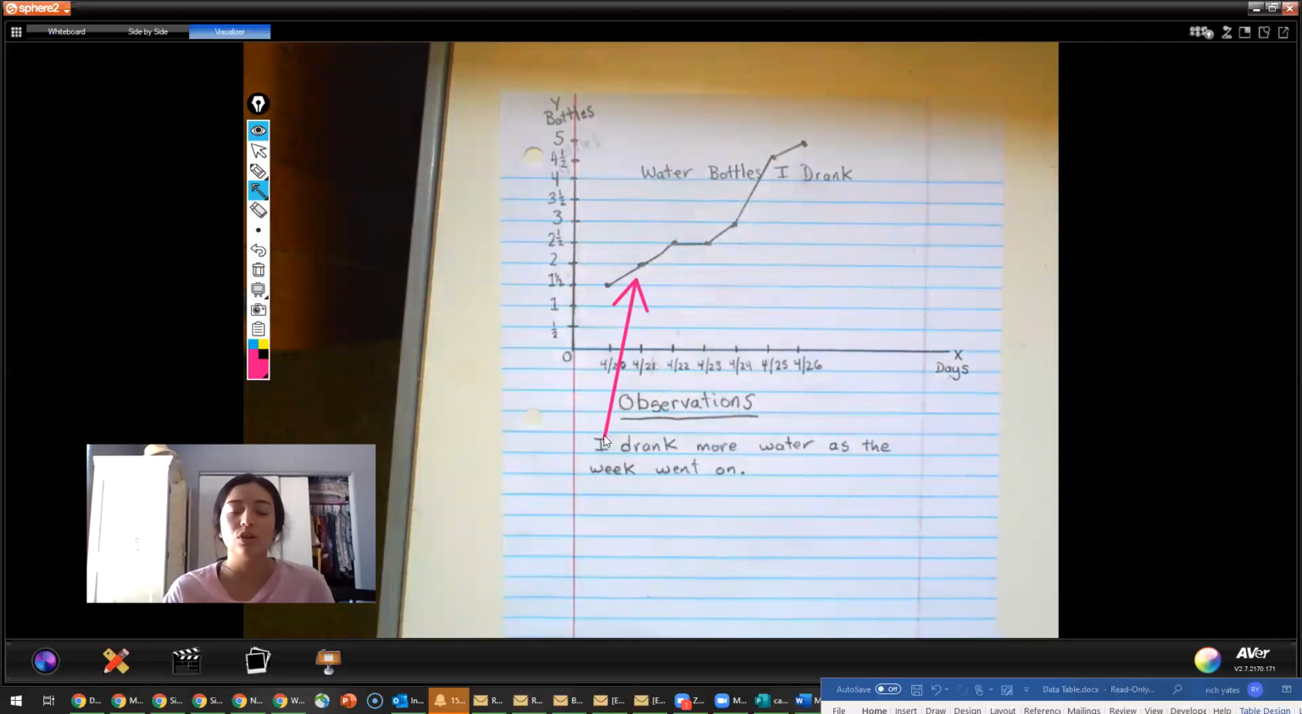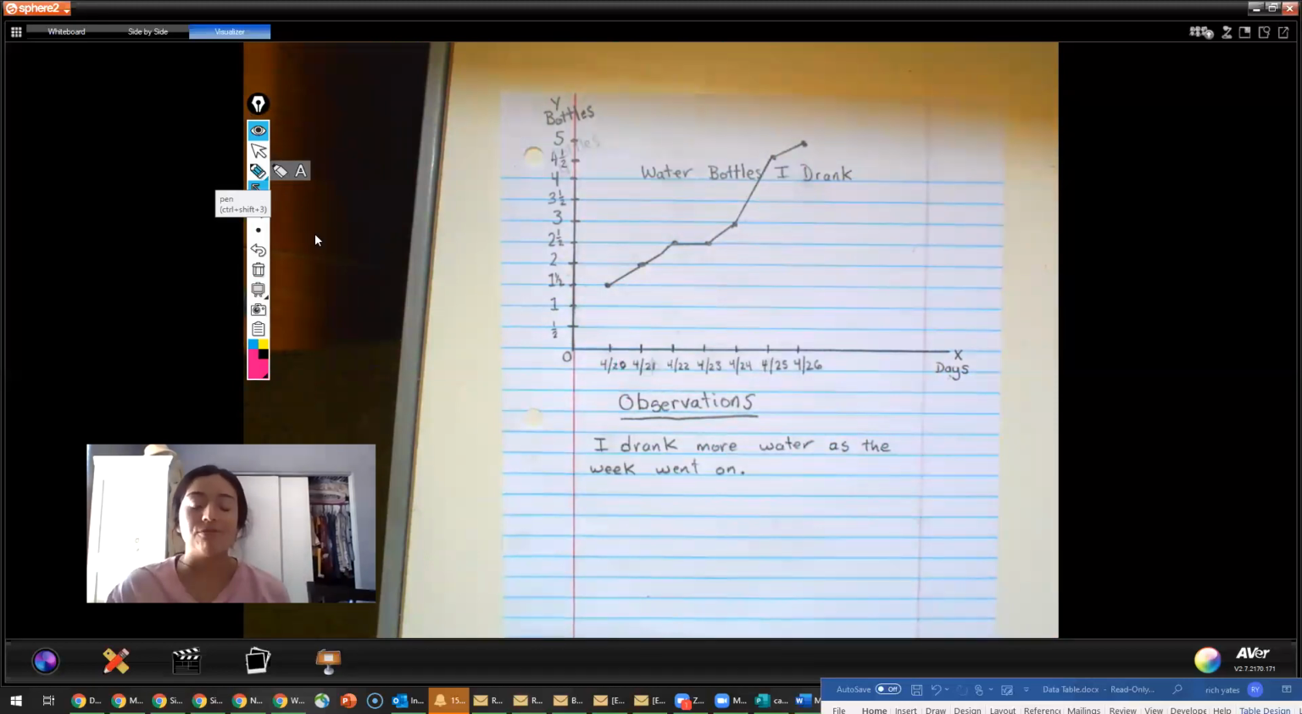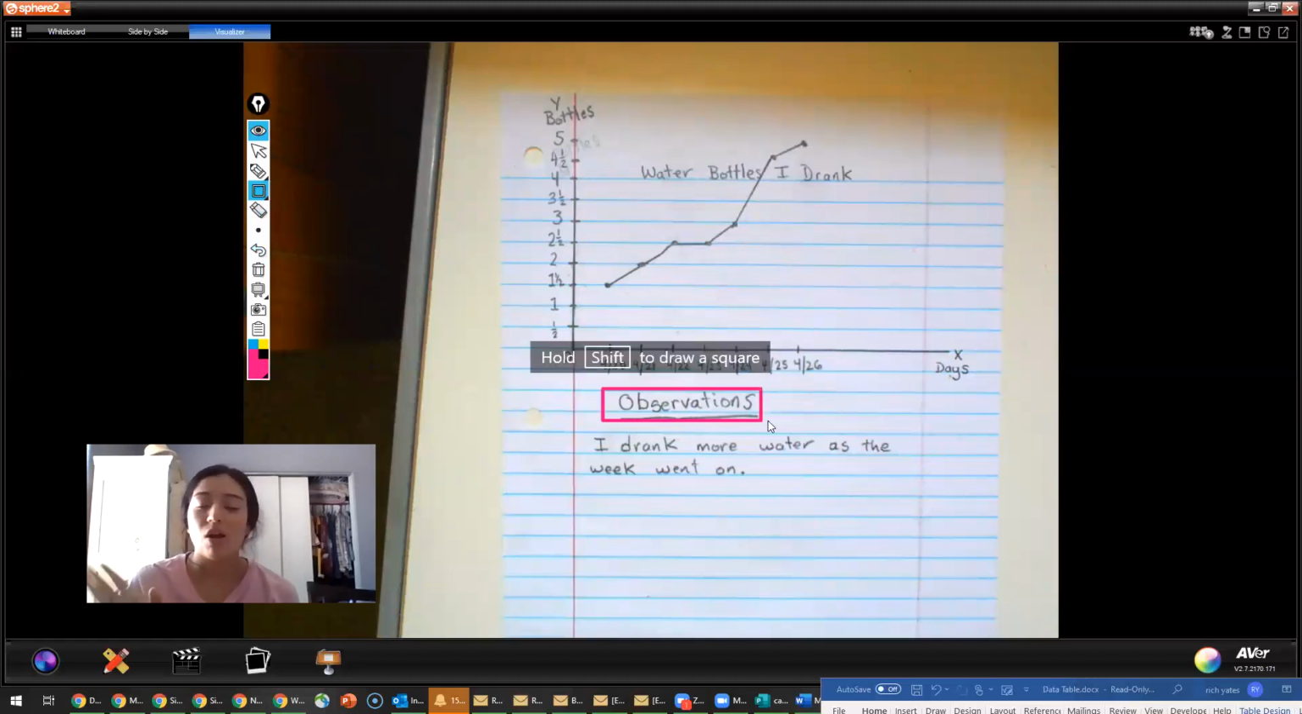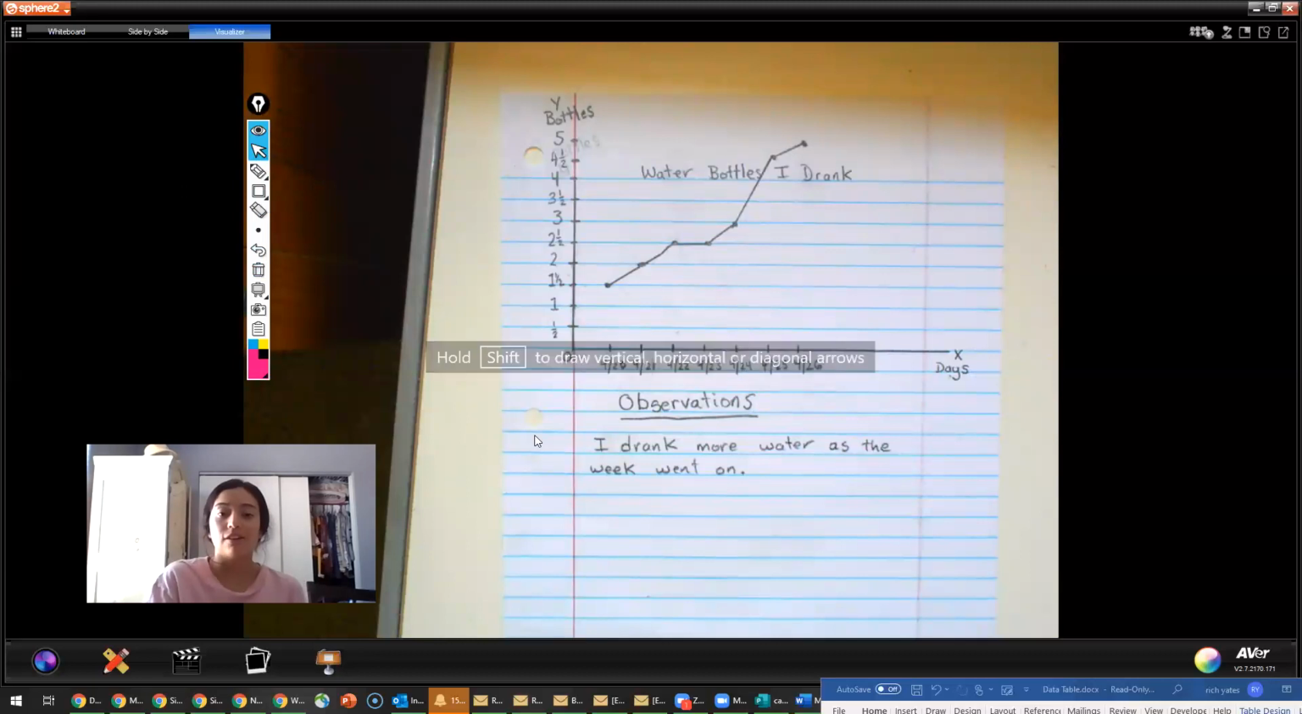So boys and girls, this is what we want you to do. We want you to take your data that you have gathered from going out and measuring your shadow and make a line graph out of it. And then once you have your line graph, we want you to make an observation. And it doesn't have to be just one observation. It can be several observations. If you make more observations, that's great.